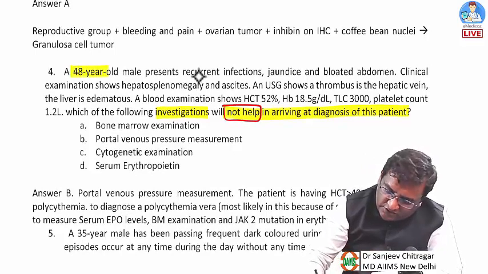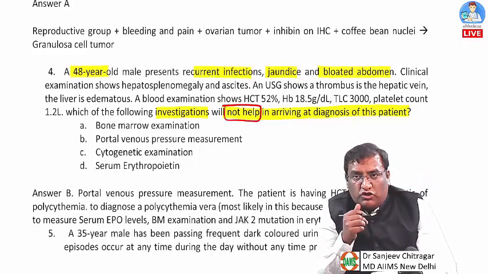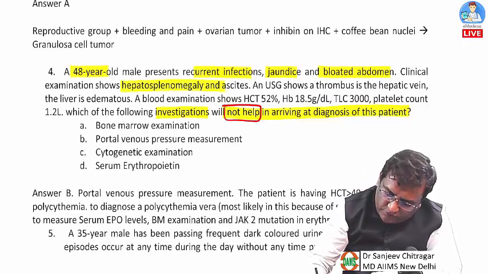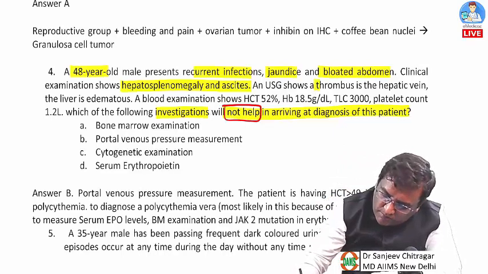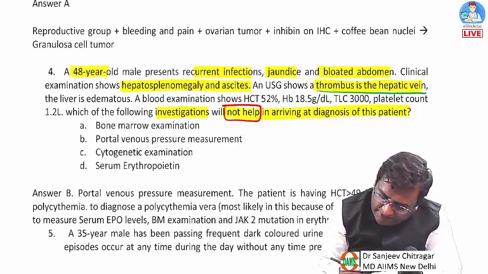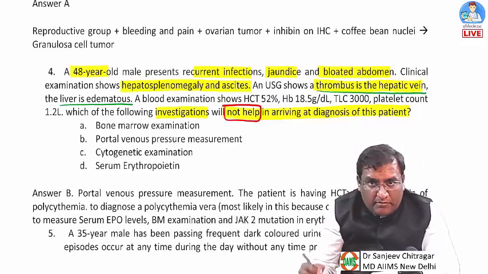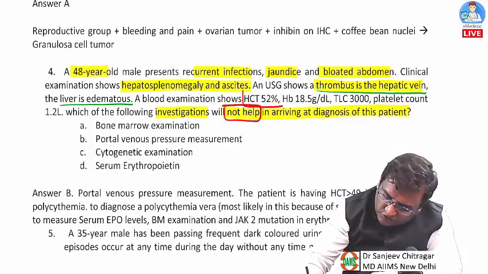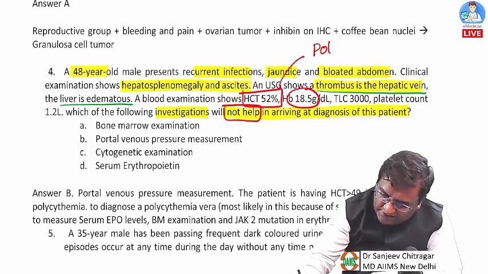A 48-year-old male presents with recurrent infection, jaundice and bloated abdomen. Clinical examination shows hepatosplenomegaly and ascites. USG shows a thrombus in the hepatic vein. Liver is edematous as well. A blood examination shows a hematocrit of 52, which is the keyword. Hemoglobin is 18.5. This is nothing but polycythemia.